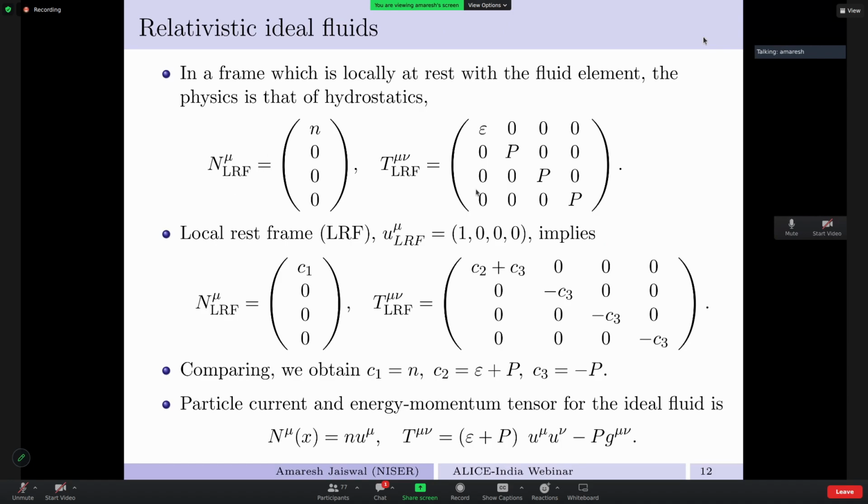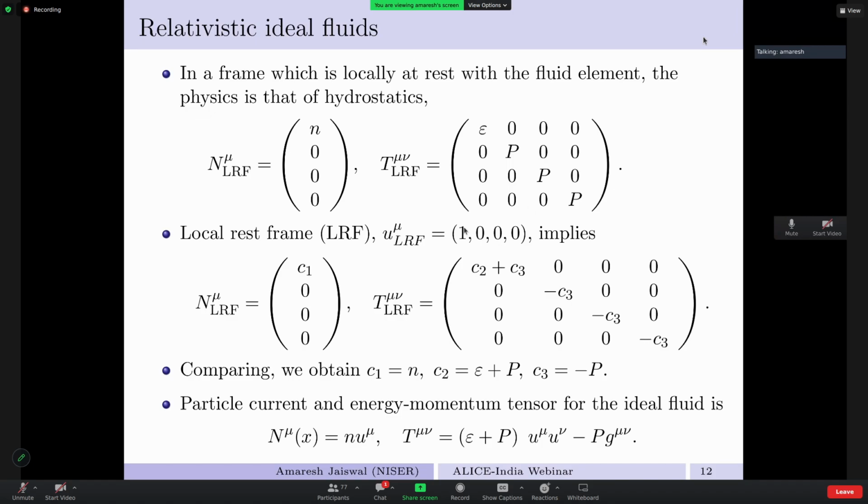So from hydrostatics, what we know is that if I go to a frame where the fluid is at rest, I will only see particle densities. There won't be any flow because nothing is moving with respect to me. So I only see particle density and 0 for the flow. For the energy momentum tensor, I will only see energy density and pressure, and that pressure is equal in all directions, Pascal's law. There is no momentum flow, no energy flow, nothing. So these components are all 0. This is what I know from hydrostatics.